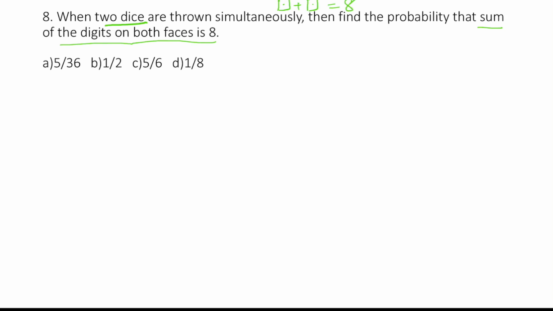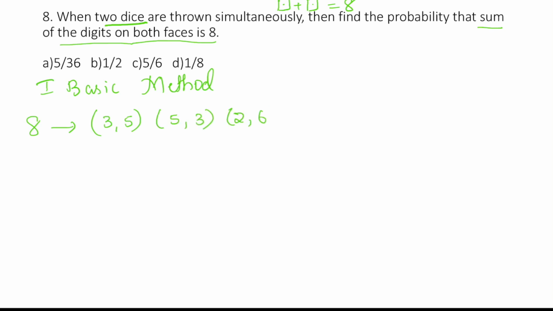So what are all the possibilities? This problem we will first solve using the basic method, and then I will show a short trick. Basically, to get 8, what are the possibilities? First dice 3 and second dice 5, or first dice 5, second dice 3, or first dice 2, second dice 6, first dice 6, second dice 2, or 4 on both dice. So these are the 5, and can we get any other possibility? No, only these are the 5 possibilities.